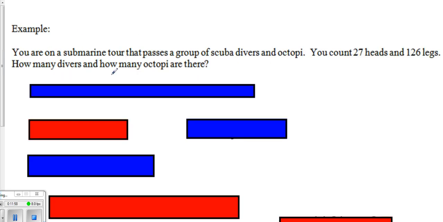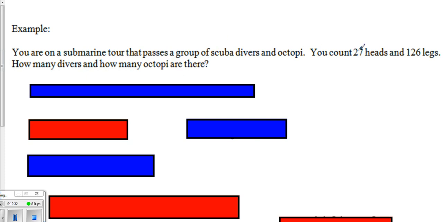So let's look at an example here. You are on a submarine tour that passes a group of scuba divers and octopi. That's the plural of octopus. There are many octopi instead of just one octopus. So you count 27 heads. Each scuba diver has one head and each octopus has one head. And you count 126 legs. Each scuba diver will have 2 legs. Each octopus will have 8 legs. How many divers and how many octopi are there?